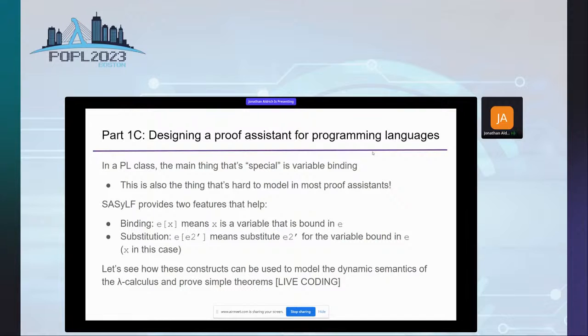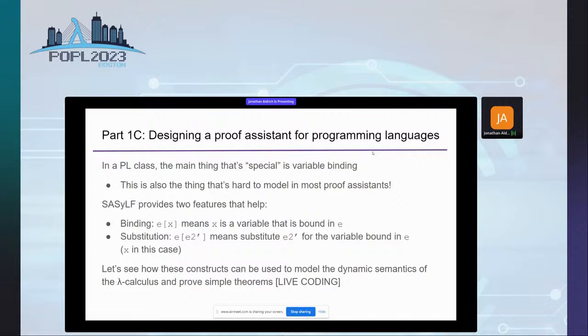It's like the difference between those two constructs. So Sassy Elf makes it explicit. E of x means x is a variable that is bound in E. And then we have substitution. So you can say E of E2 means substitute E2 for the variable bound in E, which is x in this case. So again, it's a little more common in programming language literature to say E with maybe E2 prime for x.